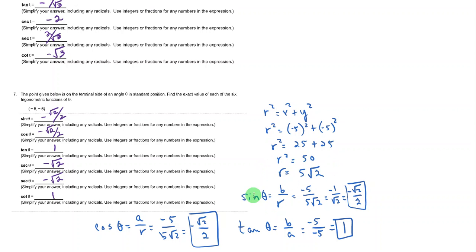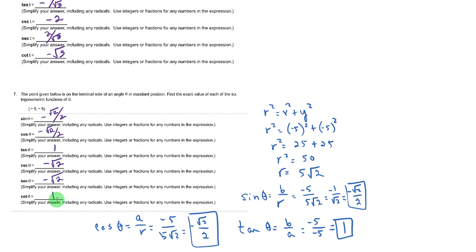Then you have to remember that sine theta is b over r. And so you put negative 5 over that. That reduces to negative 1 over square root of 2. When you rationalize it, you get negative square root of 2 over 2. Since the a value is the same, you get the exact same thing for cosine, which is a over r. And then tan theta is b over a, which is negative 5 over negative 5, which gives you a positive 1. So we've got these first three.